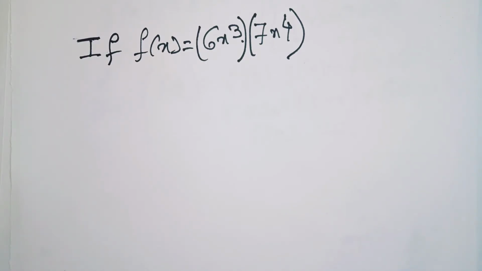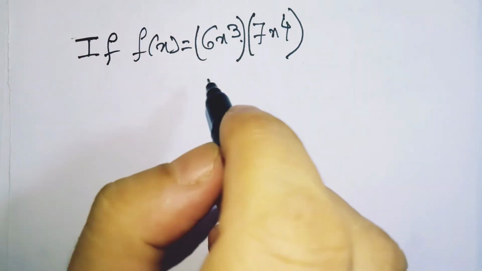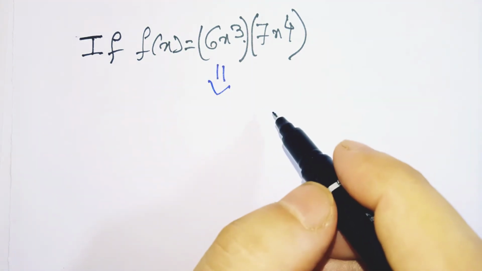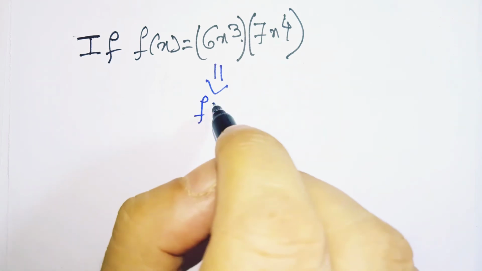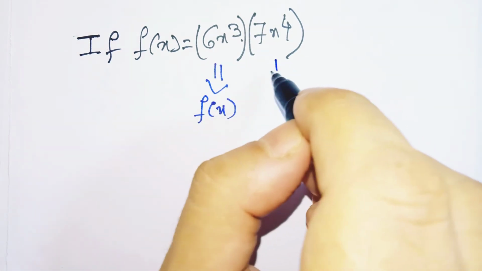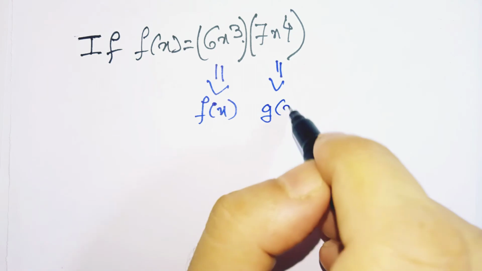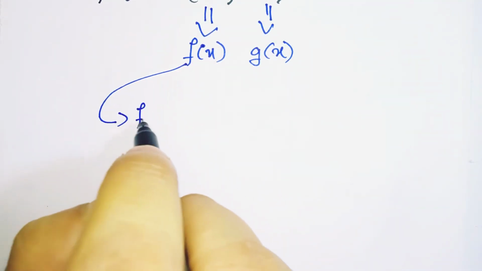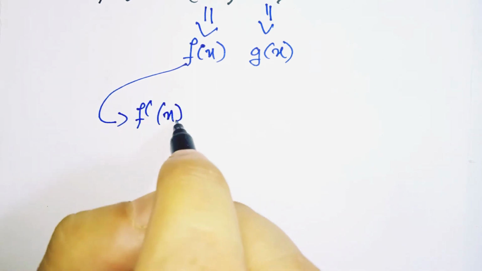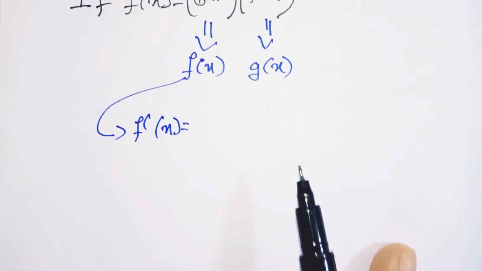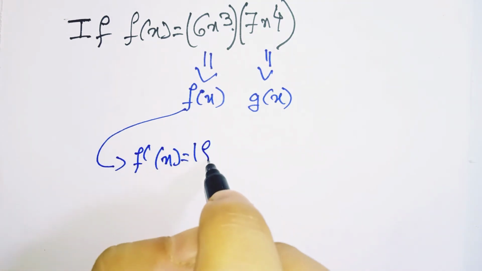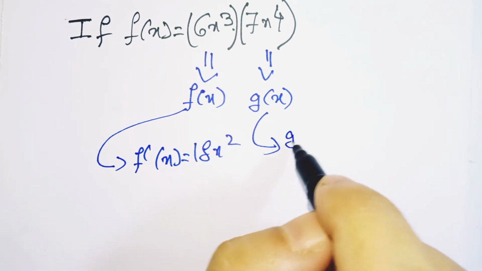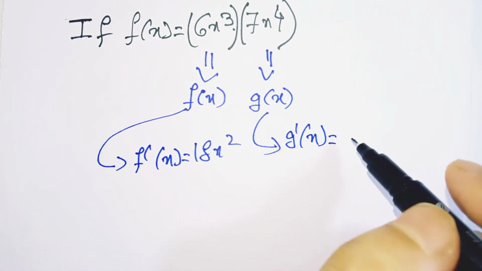So what we see is that this is the expression given. Eventually what I can do is find f prime of x, doing the derivative parts. So this one is f(x), this one is g(x). From here I can simply find f prime of x, which will be 18x raised to 3 minus 1, which is 2. From here we can find the g prime of x, which will be how much?